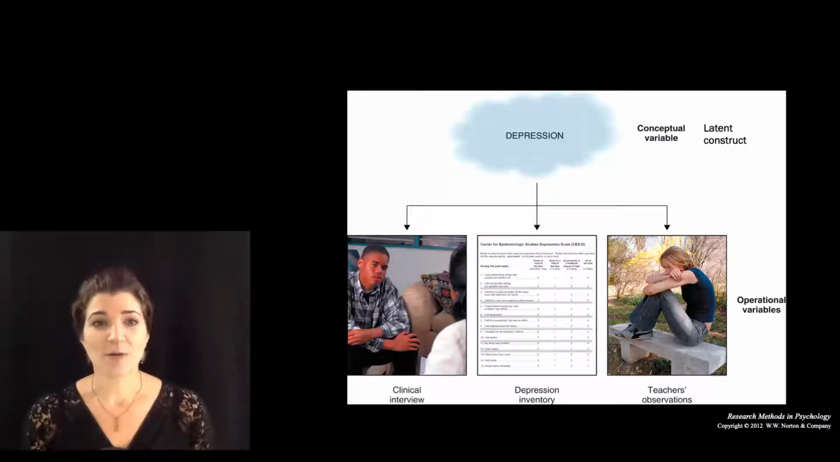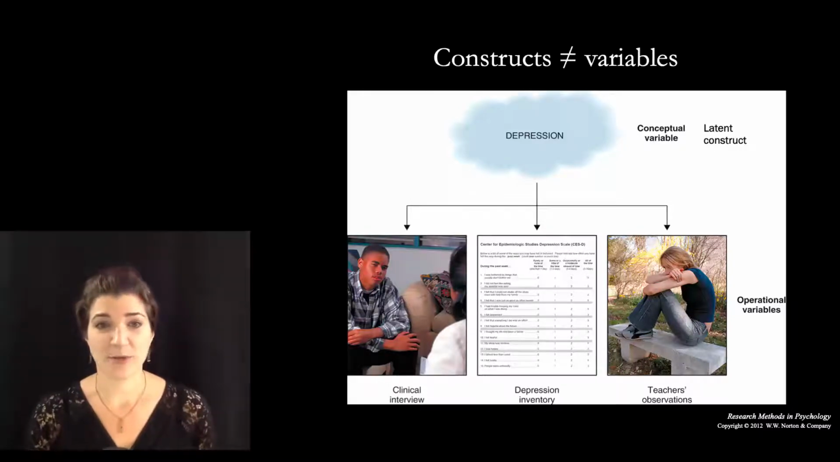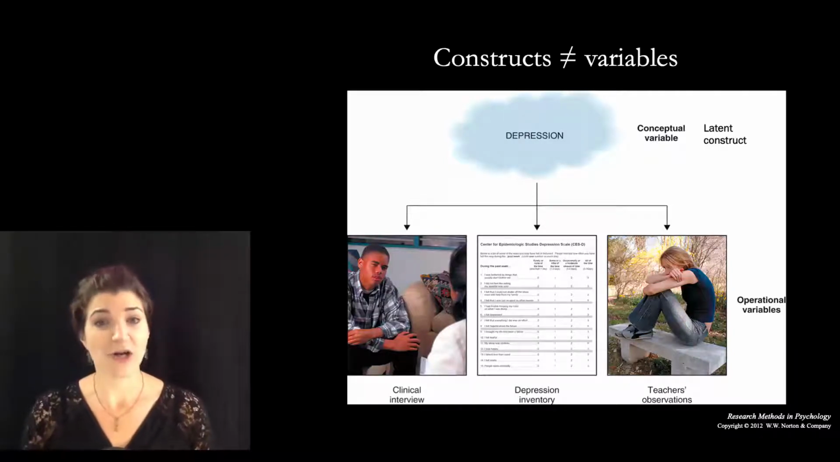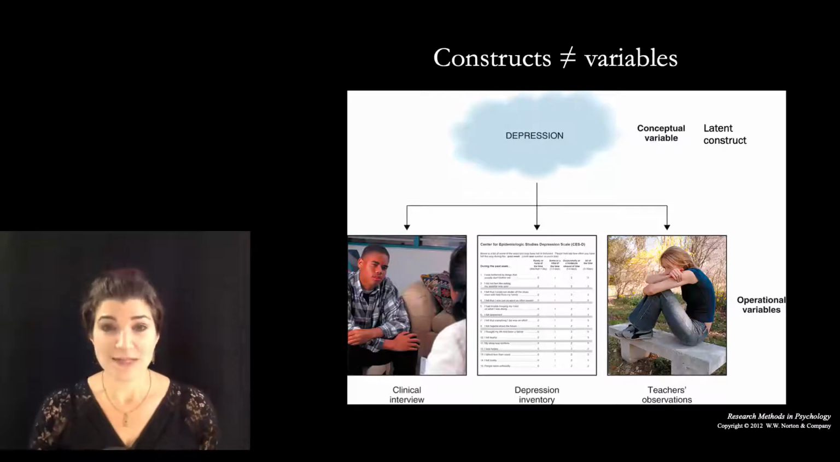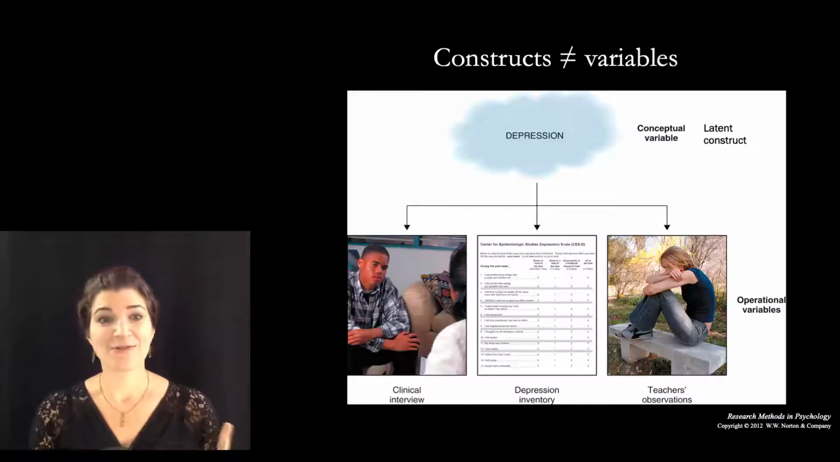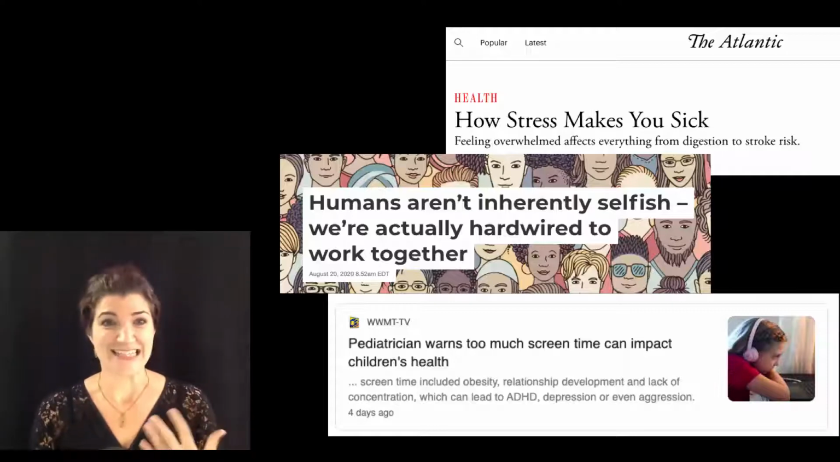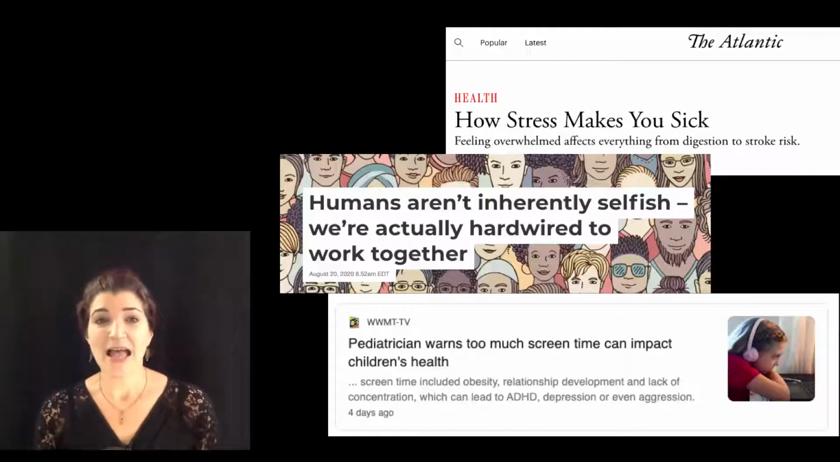So the key point here is that constructs are not variables. We want to understand constructs, but all we have access to are the variables that we've actually measured. So we're using the variables to get at the constructs, but we have to remember that they aren't the same thing. And it can be very easy to forget that constructs aren't variables because most of the claims that we hear about psychology are about constructs, right? So we hear about things like stress and selfishness and screen time. And the way that these are described, they're talking about the constructs, even though what we've actually measured are variables.